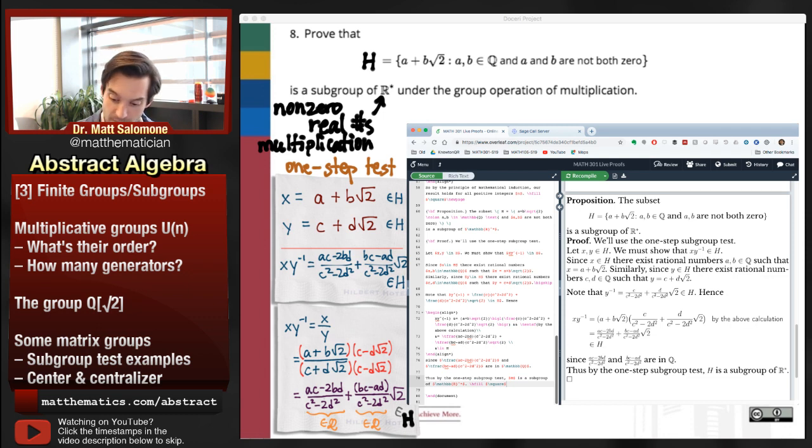So let's take another 15 seconds and pause, and then we'll come back and look at a matrix group example that will give us an opportunity to talk a little bit about the center and the centralizer of a group as well. But let's take a quick pause, and we'll come back and do that piece last.